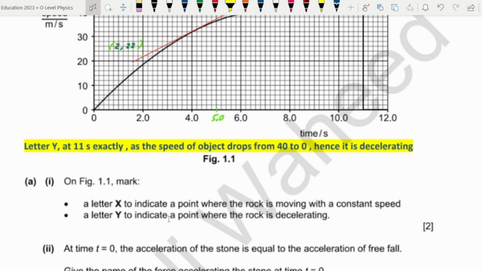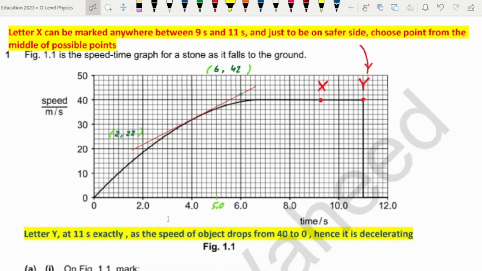A letter Y to indicate a point where the rock is decelerating. Now decelerating is basically the point where the speed of the object decreases. Because it's moving in a straight line, speed is just the same as velocity, where the velocity or the speed is decreasing. So first the speed should be higher, and then it should get lower. On the graph you have only one point, at the 11th second, where the speed is being decreased. So I marked it with the letter Y. You can see the dot over here.